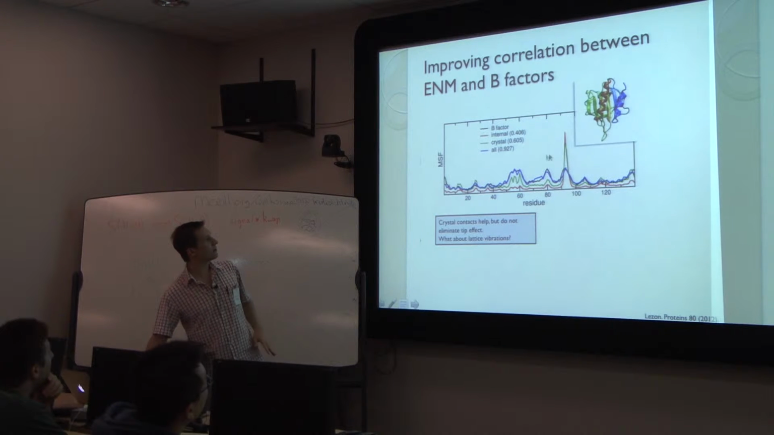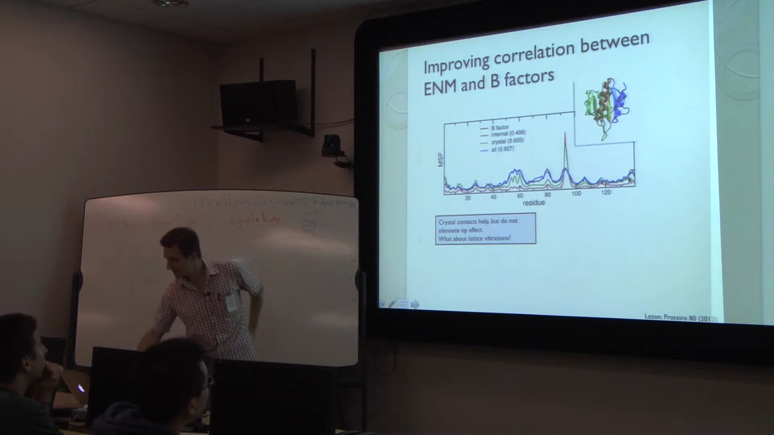But including the crystal context can be done just by building the lattice and then reducing the model to see what kind of motions you would get, let's say, in the presence of a crystal.